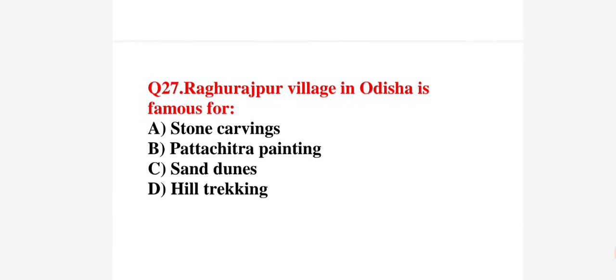So let us move to the next question. Question number 27. I earlier discussed this question and I have just flipped the question. Raghurajpur village in Odisha is famous for: option A stone carving, option B Patachitra painting, option C handlooms, and option D hill trekking. So what is the right answer here? I have already told you in the previous videos the right answer is Patachitra painting. So Patachitra painting is the right answer.